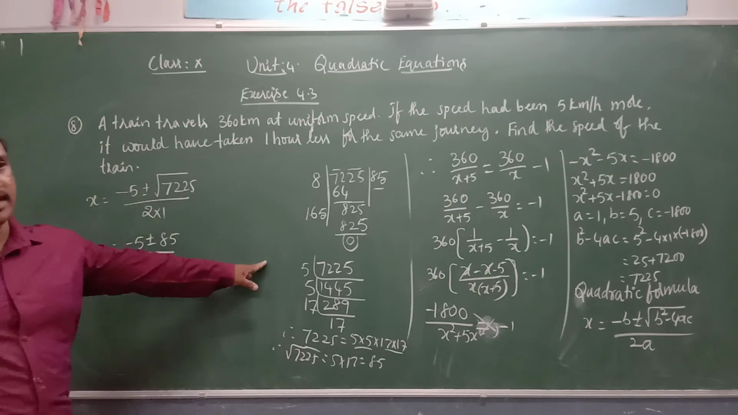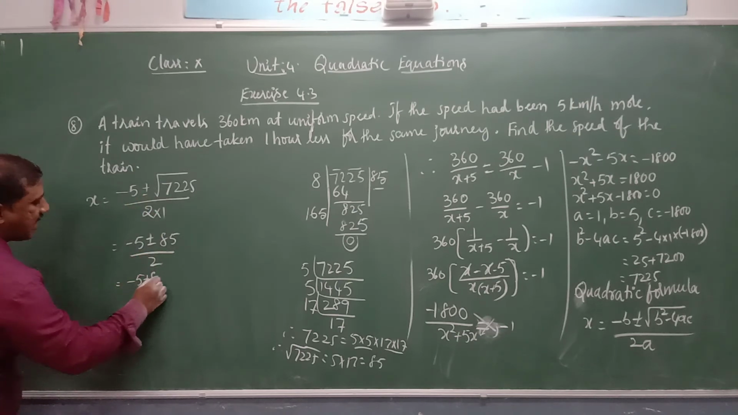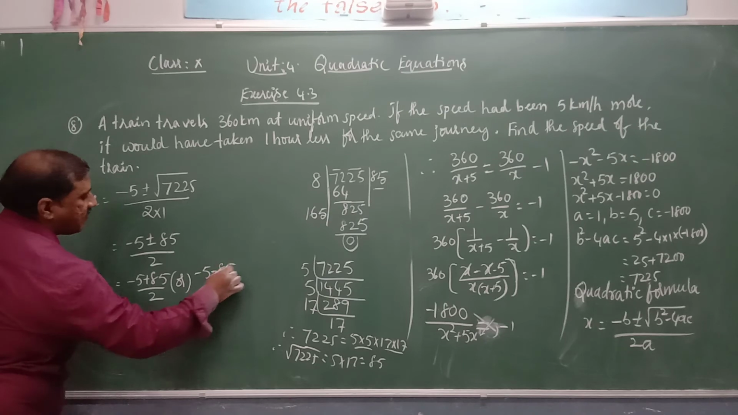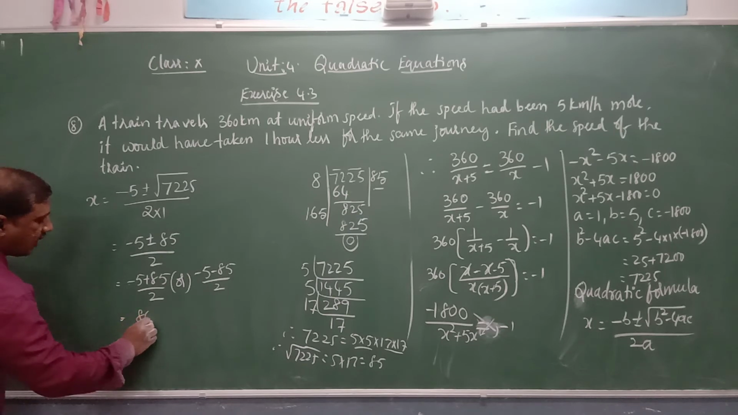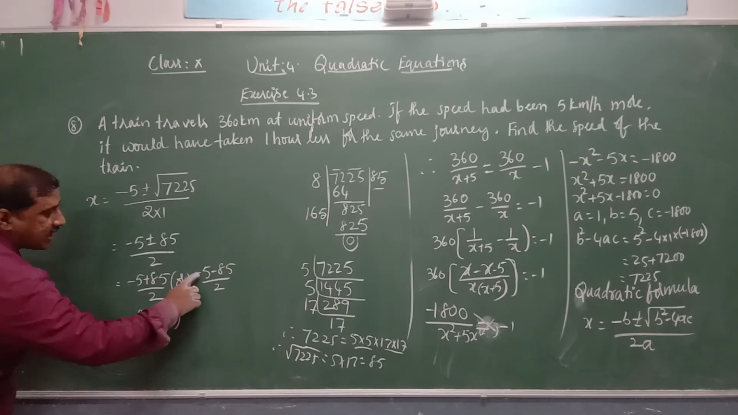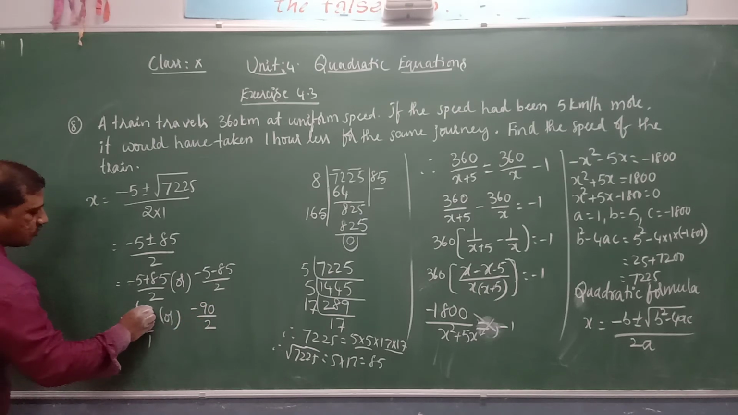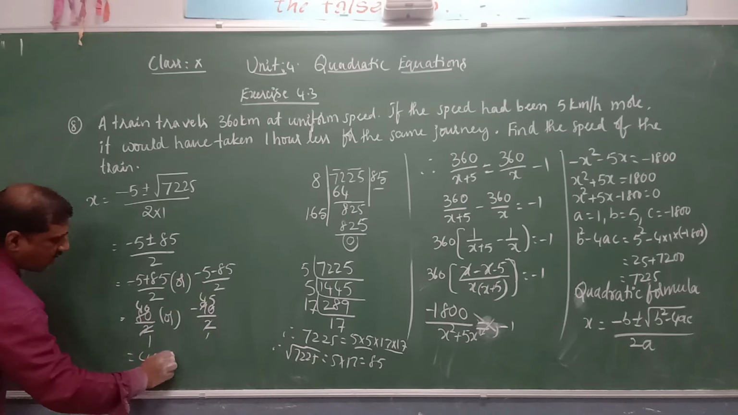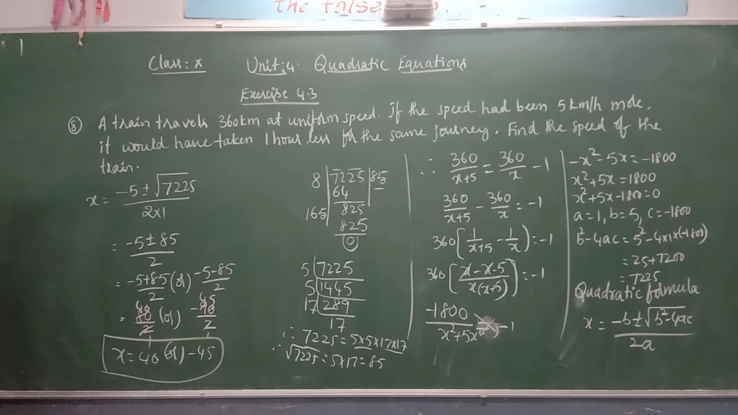We can use either the prime factorization method or the long division method. Now come here, minus 5 plus or minus 85, we get minus 5 plus 85 by 2 or minus 5 minus 85 by 2. That is minus 5 plus 85, that is 80, by 2, or minus 5 minus 85 is minus 90 by 2. That is equal to 40 or minus 45. So x is equal to 40 or minus 45.